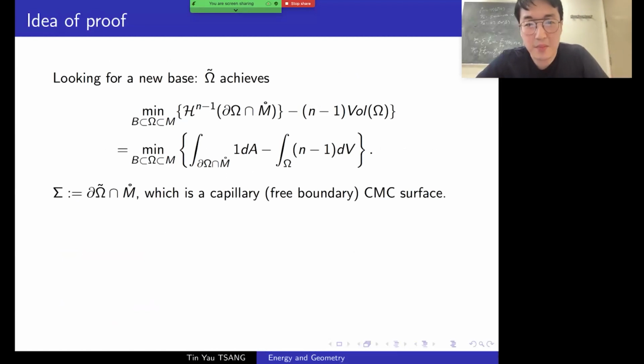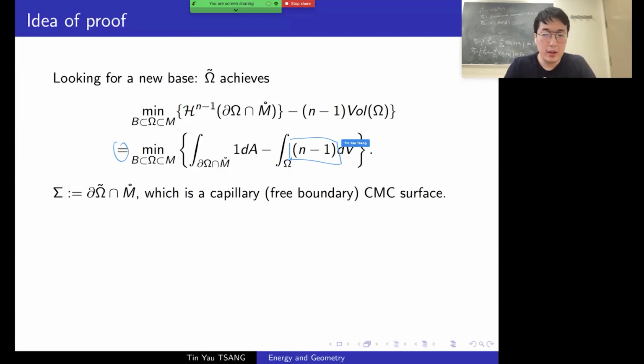Again, the technique is the same. This time we look for a new base, which is a minimizer of such a functional. I will write it in this form because it echoes with what Charlotte has said. It's a mu-bubble in a sense. This time the function is n minus 1. And then this time what we have found is constant mean curvature surfaces, because the mean curvature will be n minus 1 with a constant, and also it's a free boundary.